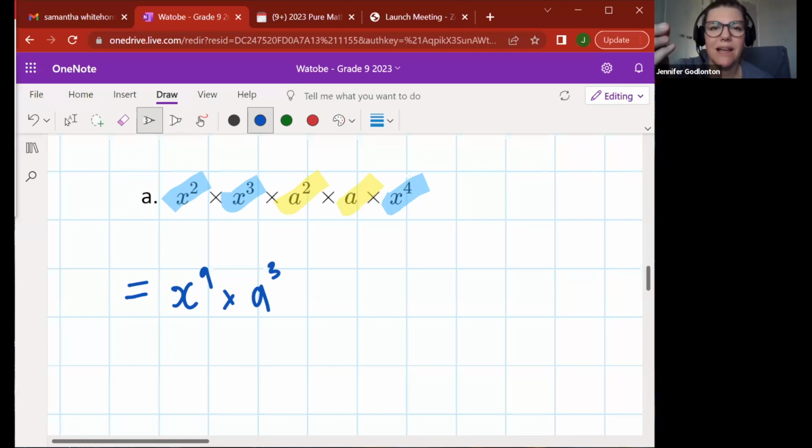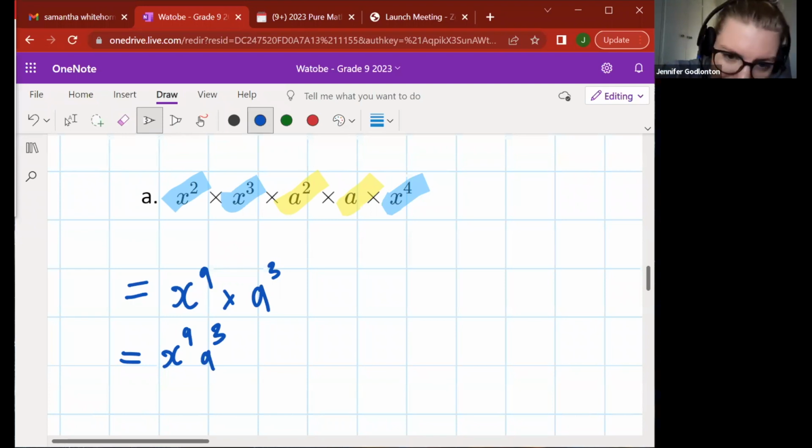Now, when we're multiplying variables like that, we don't even need to show the times. So we can just say x to the 9, a to the 3. But writing the times is also 100% fine. That's great. Nice job. Also, guys, I'm just going to do a blanket apology now. My a's look like 9s. I know it drives students crazy. I try really hard to make them look more like a's, but it's not in me.